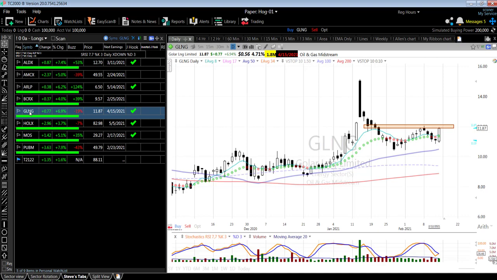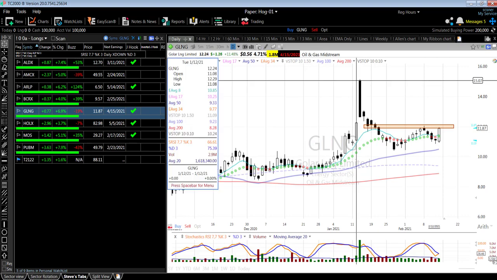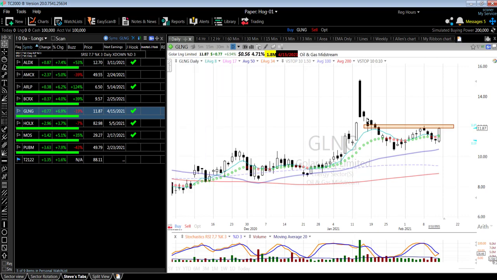GLNG, oil and gas midstream. If we get up over this $12 level, I think the target could be up in the $14 to $15 range, and we got a high volume spike here. And let's get this rectangle, and I'll draw that as the target.